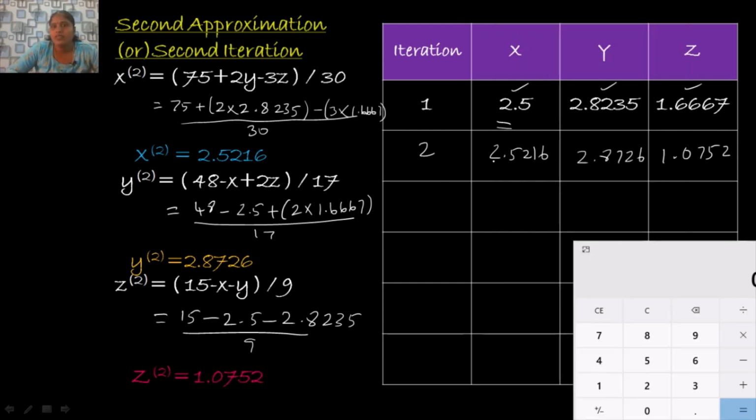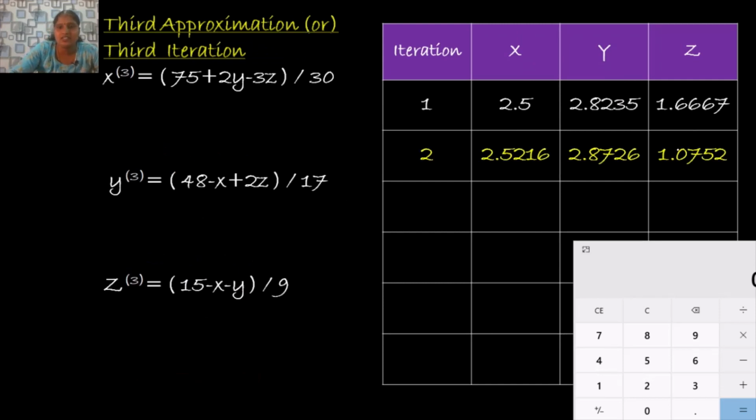So now after calculating the values of x, y, z in the second iteration, compare these values with the x, y, z values of the previous iteration value. Here the values of x, y, z doesn't coincide with each other. So in such cases we move on to the next iteration. So we move on to the third approximation or third iteration.